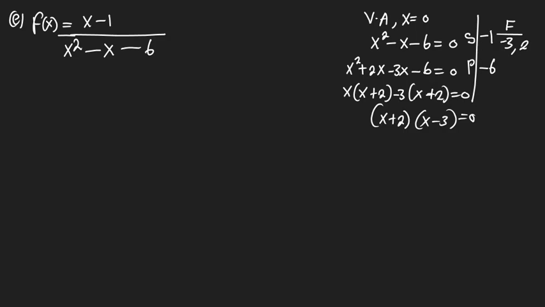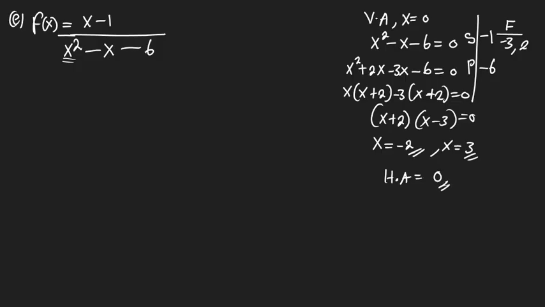So your vertical asymptotes are going to be x is equal to -2 and x is equal to 3. Your horizontal asymptote, because this has a very big degree in the denominator compared to the one on top, the horizontal asymptote is 0.